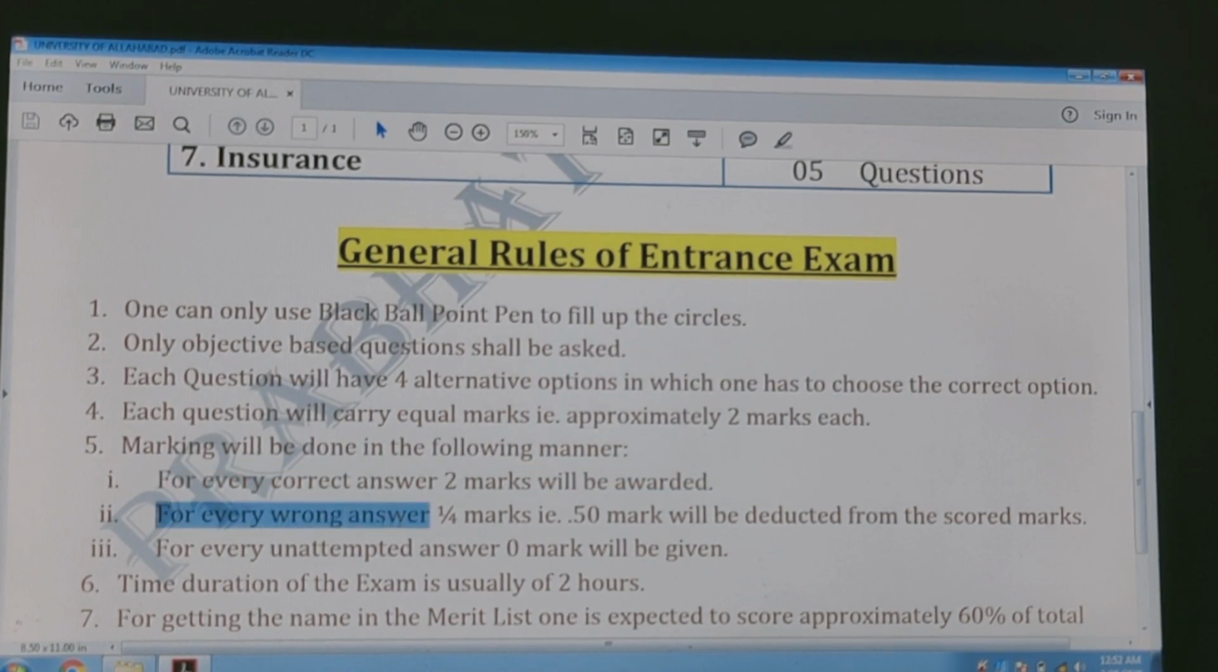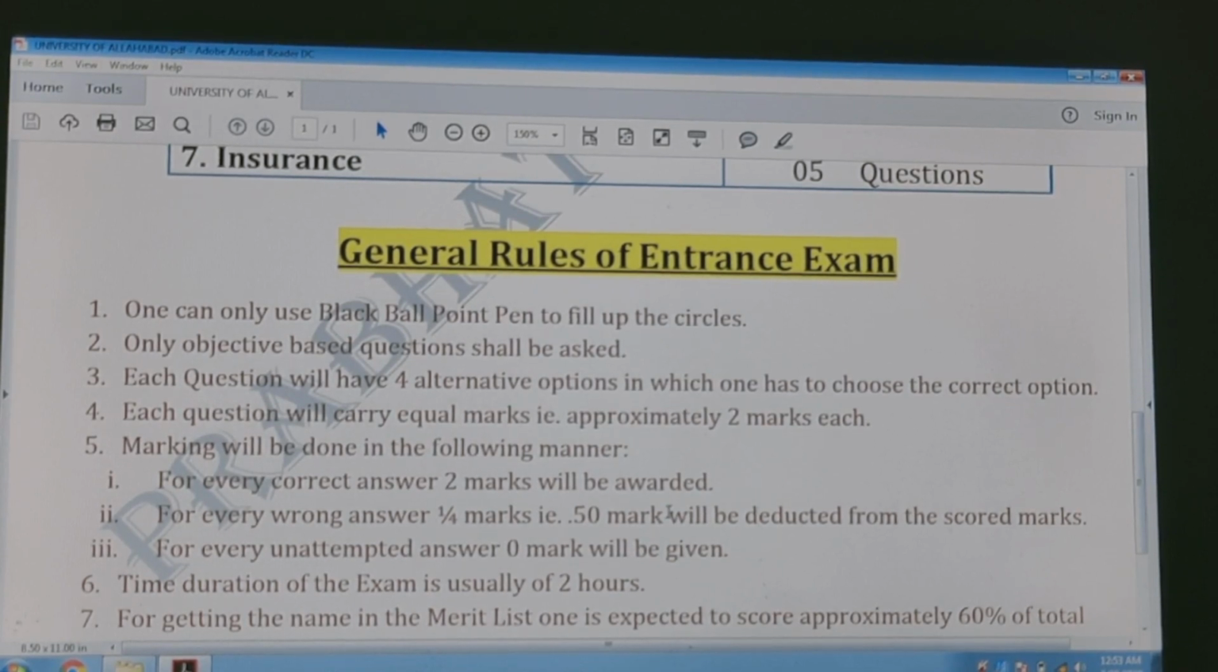But for every wrong answer, 1/4 mark, that is 0.50 mark, that is not 50, that is 0.50, half mark, will be deducted from your scored marks. That means if you have done, say, 5 questions, out of which 3 questions you have done correctly, you have got 6 marks, that is 2 into 3, that is 6 marks you have got as a positive score.